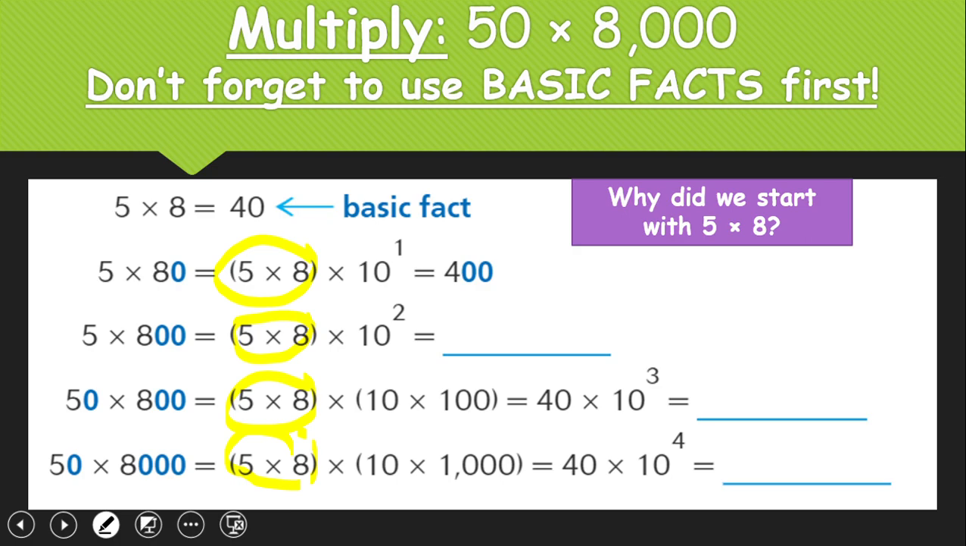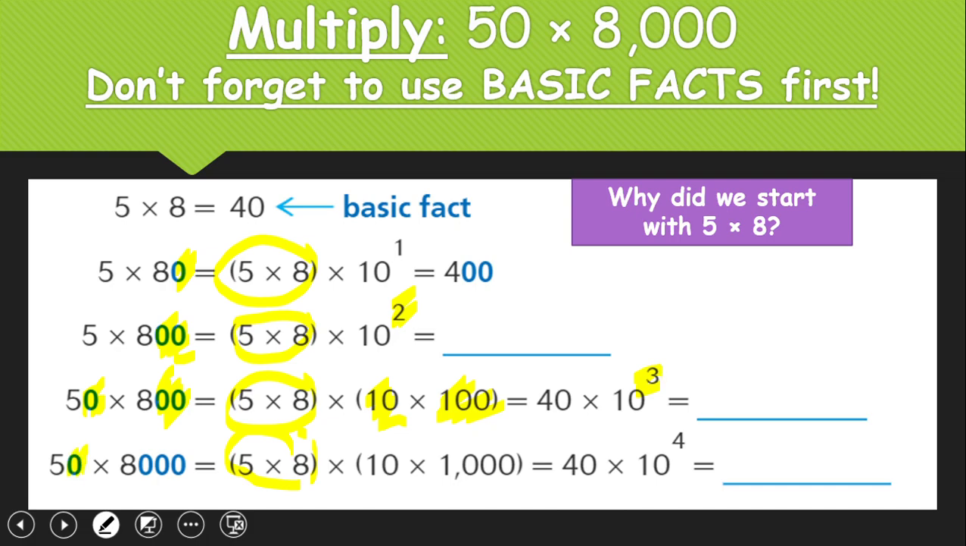Good. Then we need to multiply it by 10 to the first power, and that equals 400. And we're just taking it step by step so that you can see why we have powers of 10. Then we make our 8 into 800, and that's why we have 10 to the second power. We have our 800 still, but now we change 5 into 50. So there's the 50, and then here's the 100, and that makes it 10 to the third power.